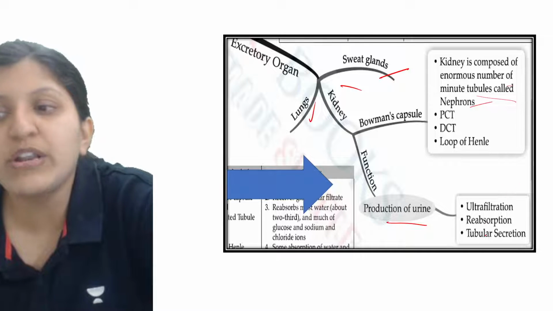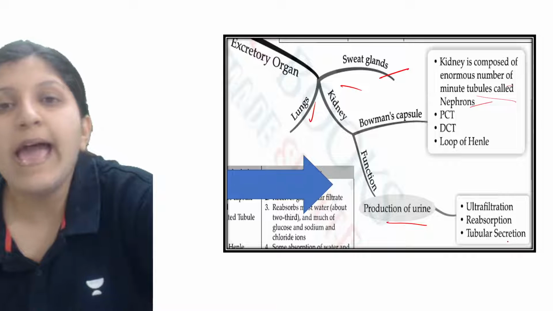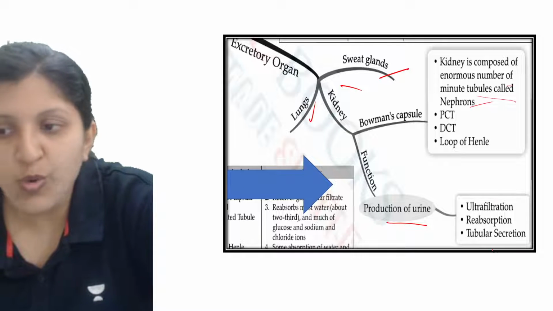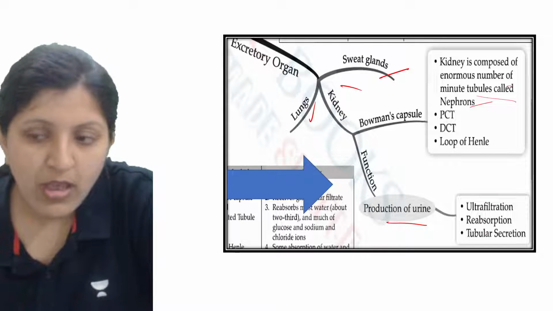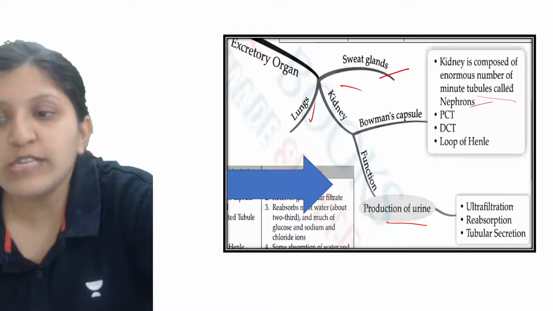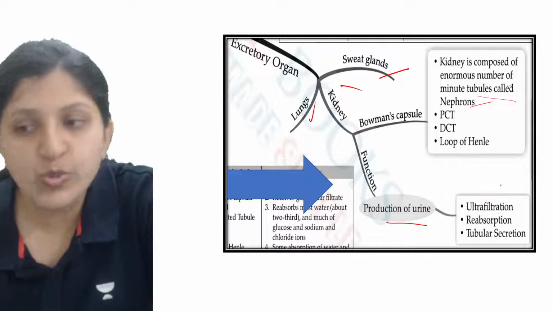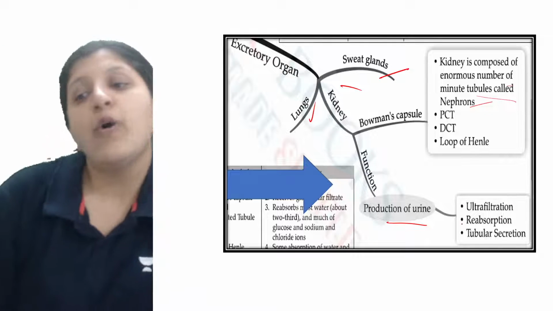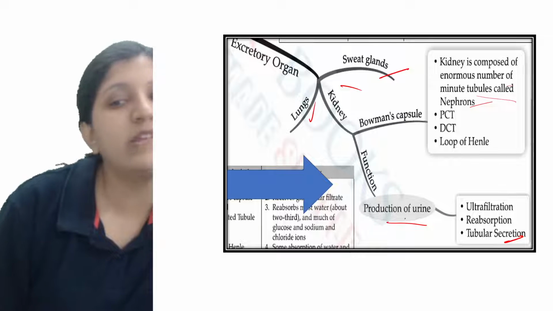There is ultrafiltration, reabsorption, and tubular secretion. All these are the processes involved in urine production. Only after completion of these processes is there urine formation. So let's have a look at the structure of the kidney.